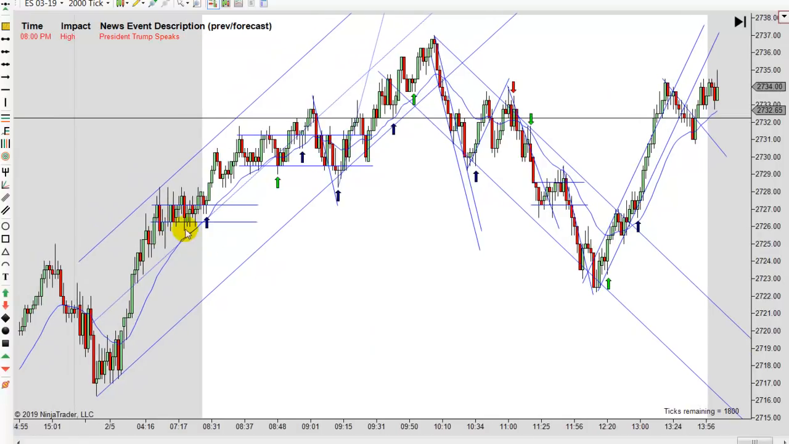You had to be patient today because 7 o'clock was right in this little congestion area here. So you had to be a little patient there. But notice we pushed up, pulled back, and bounced a couple more times, and we pushed up again. And then we finally got a little support there.